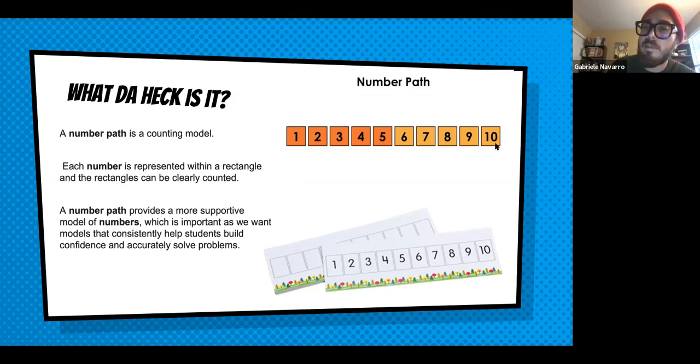But when you combine them, you obviously see the pattern of counting by tens, and then it becomes a little bit more intricate. You begin to start counting by tens and hundreds and thousands, and so it's just a really visual representation of cardinality, which is an idea that we'll get into in just a bit. Another important side note: number pads provide a more supportive model of numbers, which is important as we want models that consistently help students build confidence and accurately solve problems.